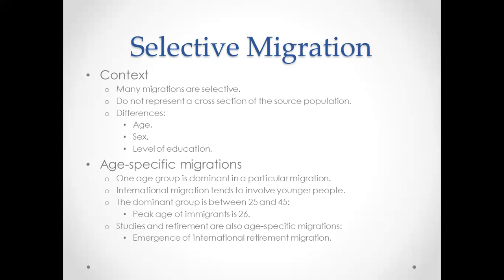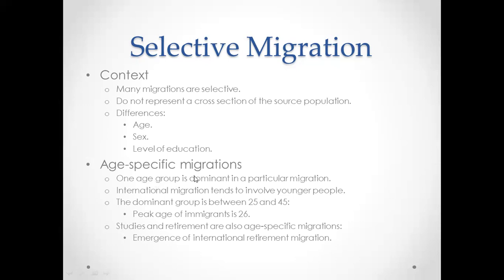Then we have selective migration. According to our author, many migrations are selective, so they do not represent a cross-section of the source population. There are differences, of course: there are children, both sexes also migrate, and the level of education as well. For age-specific migration, there are three kinds of selective migration.